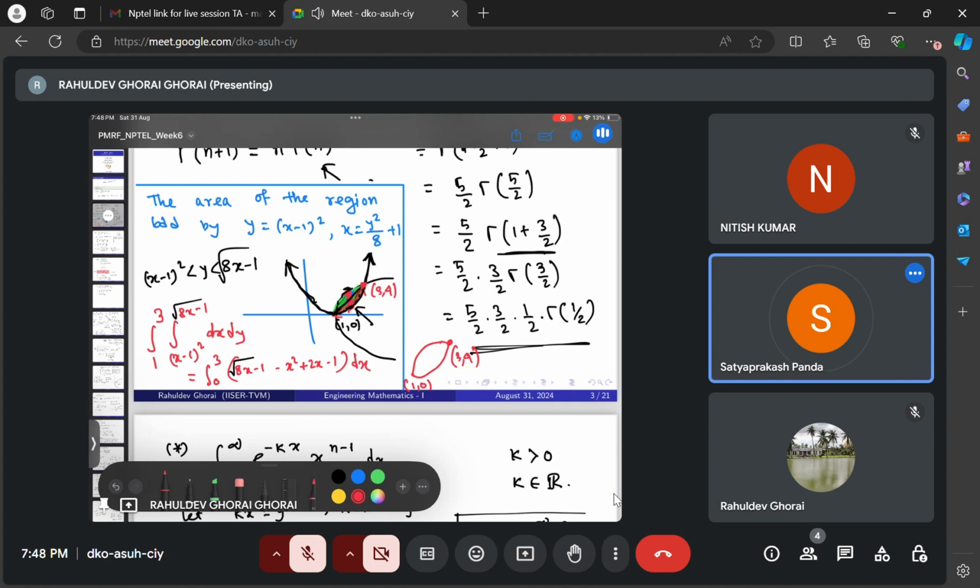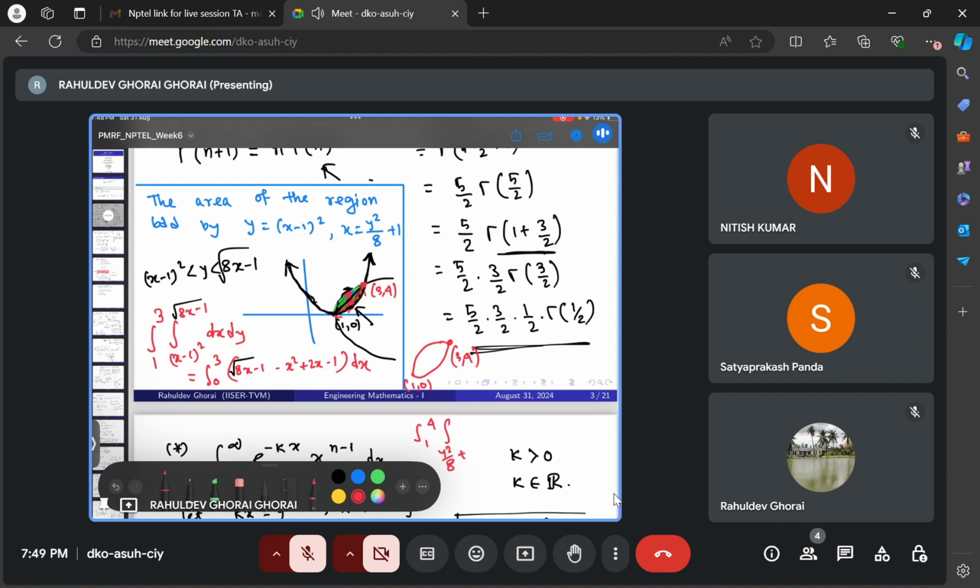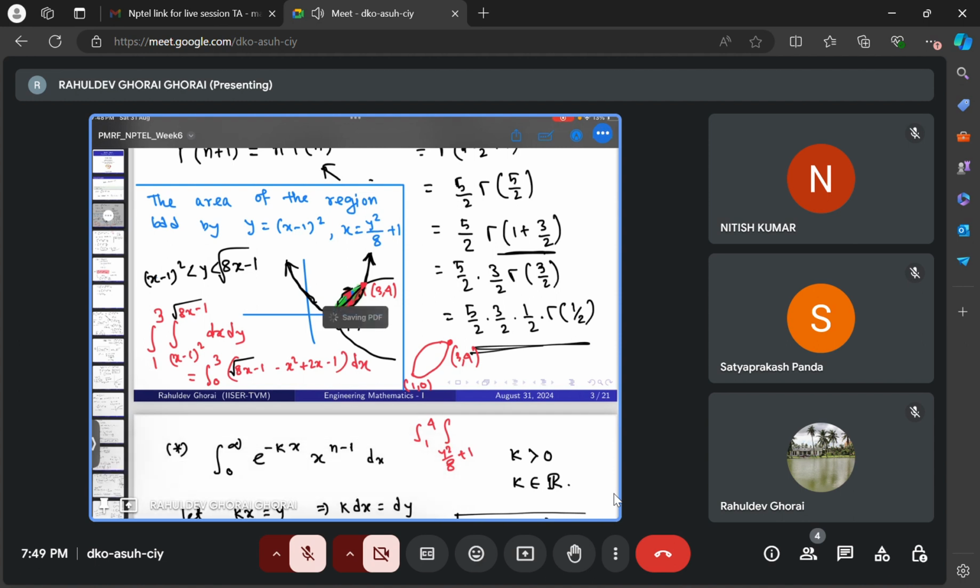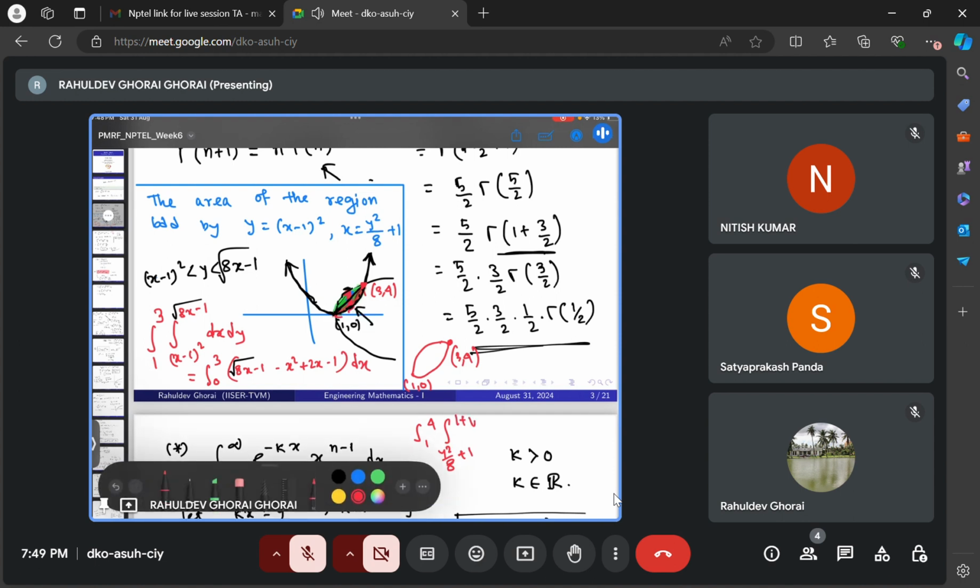0 to 4 will be when you take y first, then it will be 1 to 4. In that case, the limit will be 1 to 4. Then you have to vary x. When you vary x first, the other curve will come first: y square by 8 plus 1 to x minus 1 whole square equal to y, means square root of y plus 1, so 1 plus square root y. Whatever way you do, try by yourself that you are getting the same solution.